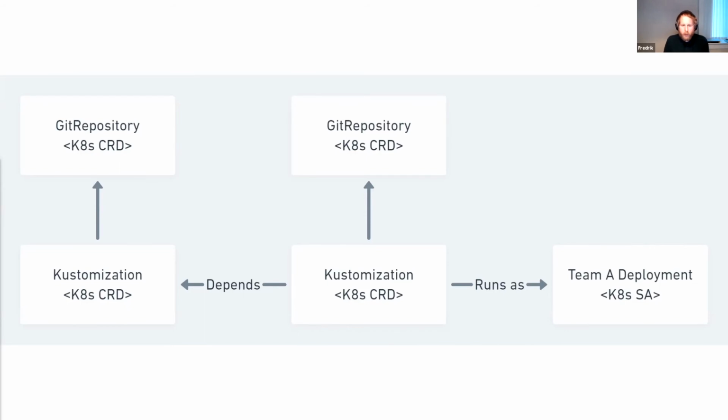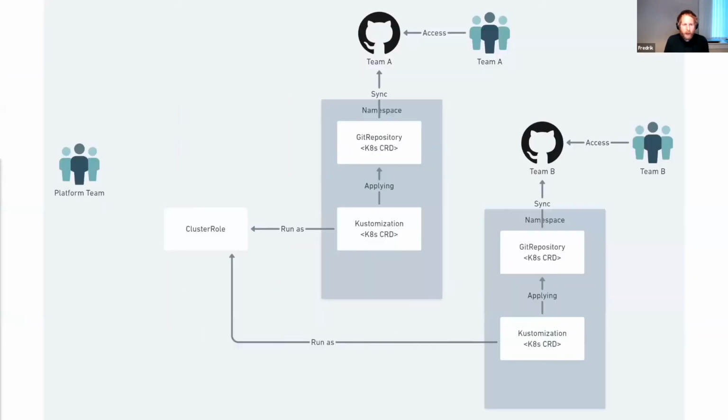So what we're moving towards now is that we have a platform team. This is how we're doing it at If. That's creating cluster roles, kind of global objects in Kubernetes. But for each team, it creates a namespace. It creates a Git repository CRD with the customization that's pulling in for a specific Git repo. And that Git repo a team will have access to. And we do that for each and every team.